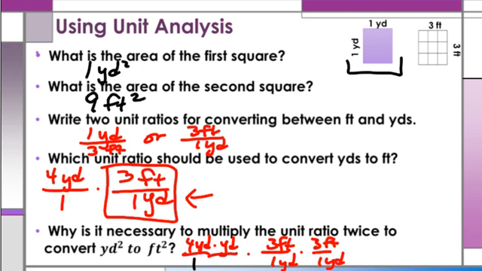Now when I do my multiplication, the yards cancel out. And now I'm left with 4 times 3, which is 12. 12 times 3, which is 36. So I have 36, and feet times feet is square feet. So you need to multiply the unit ratio twice so you get the square units.